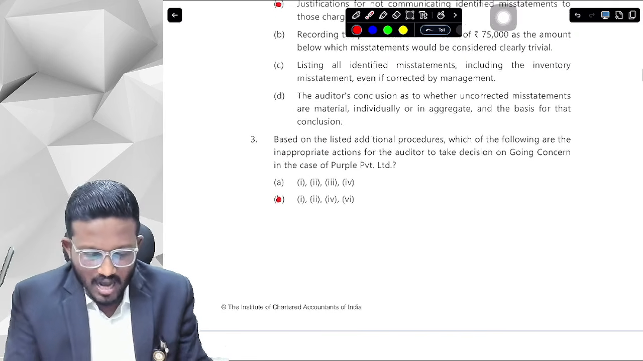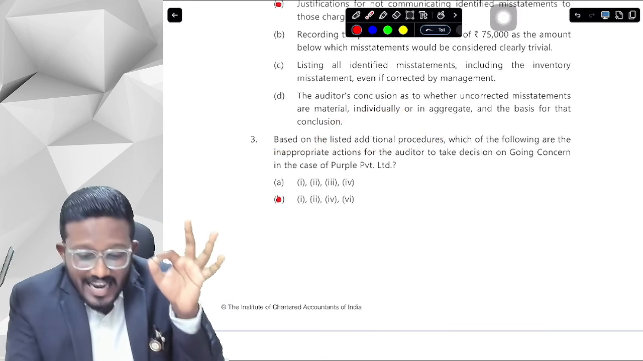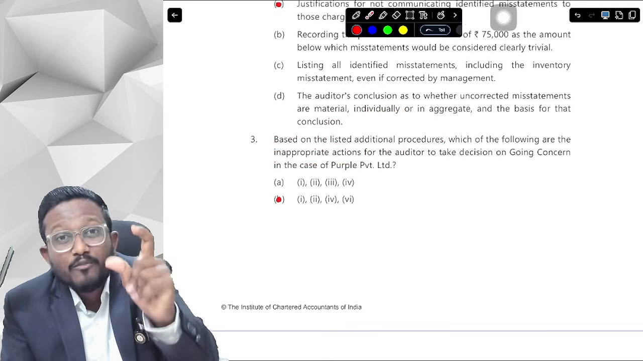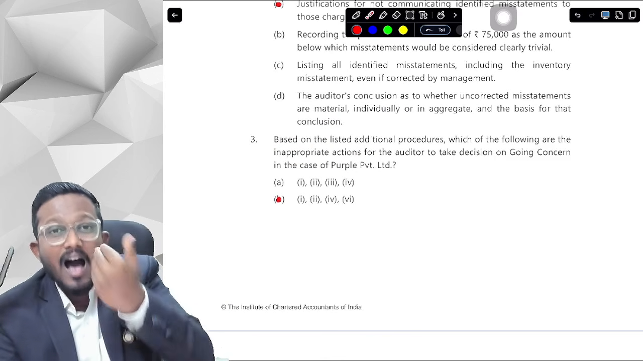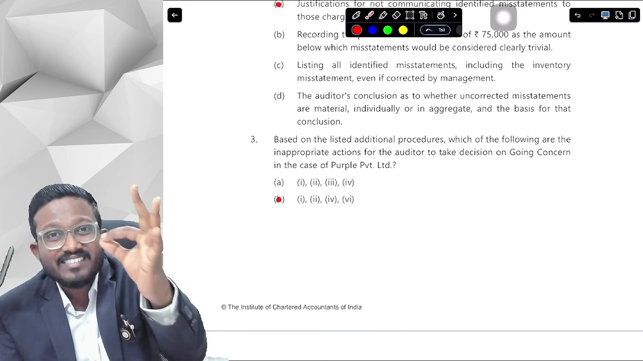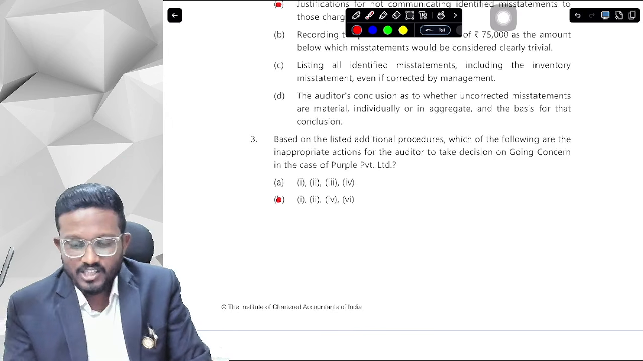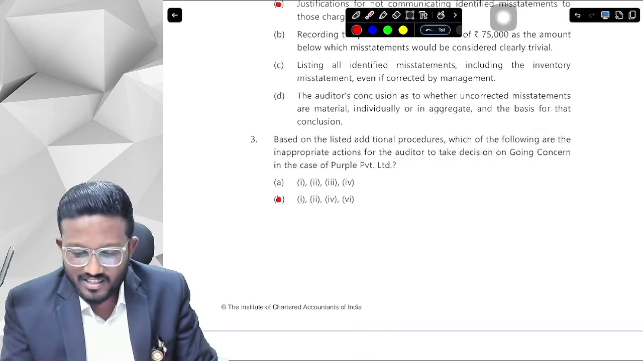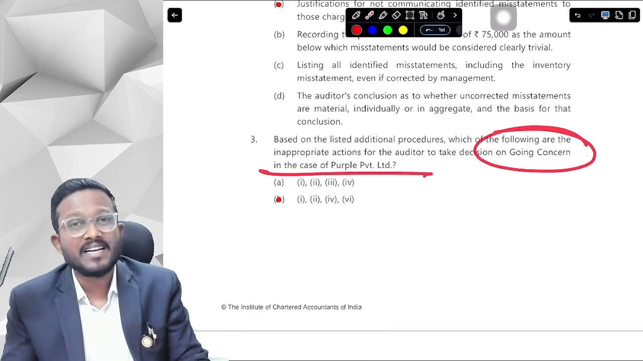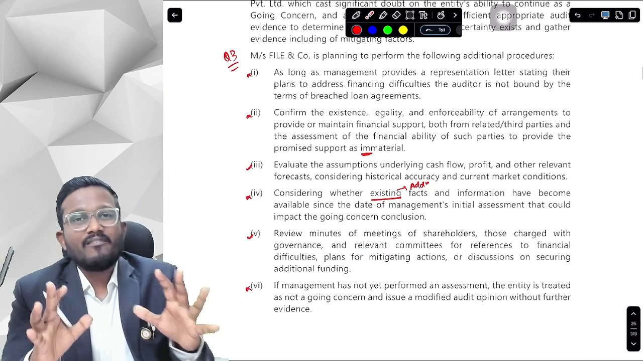Okay, yes sir. Now it says that based on listed additional procedures, which of the following are inappropriate? Remember, here you have to see whether the ICAI is asking appropriate, inappropriate, or not. What is exactly ICAI asking? Because this is the biggest mistake that students make while solving these types of questions. So here the ICAI is asking what are the inappropriate actions that the auditor is going to take in case of going concern. So for going concern, there are additional procedures that are mentioned over here, and we need to check whether it is correct or not.